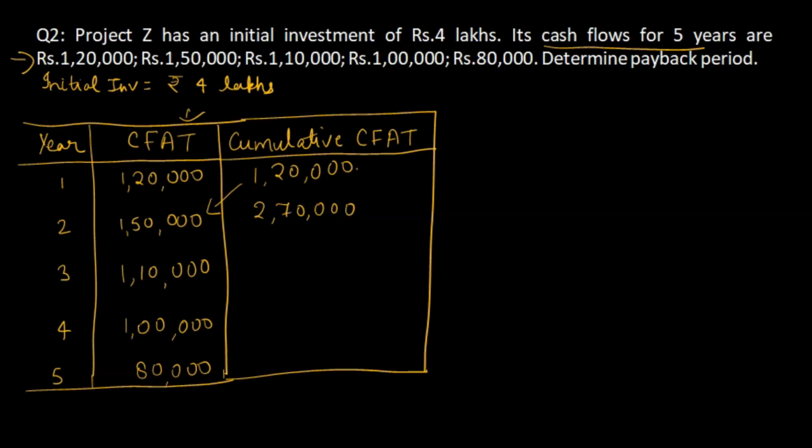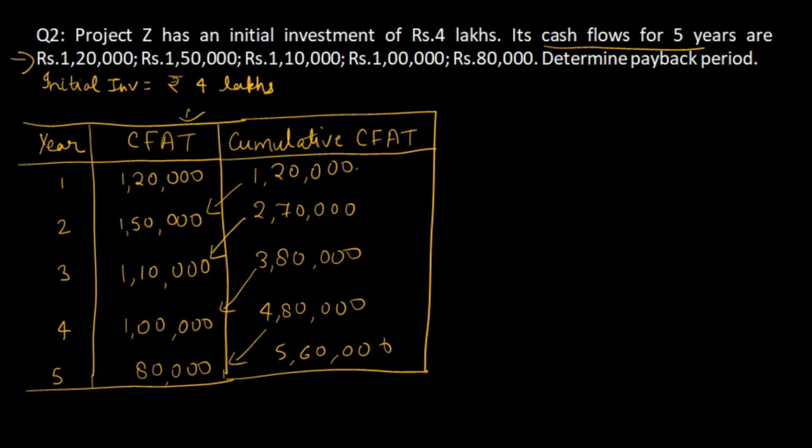What we are getting in the cumulative CFAT column, just add the next CFAT to that. So 2,70,000 plus 1,10,000 will be 3,80,000. Then 380 plus 1 lakh will be 480, and then 480 plus 80 will be 560.